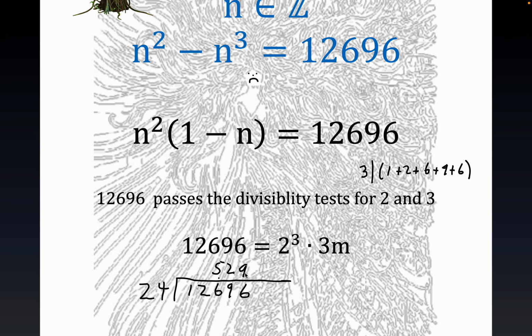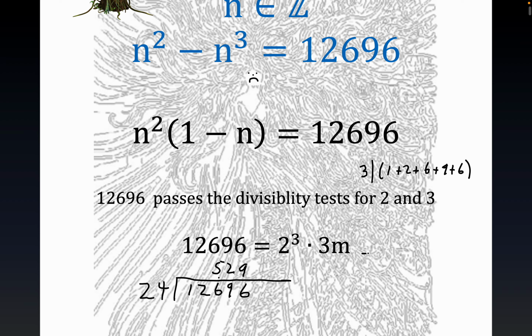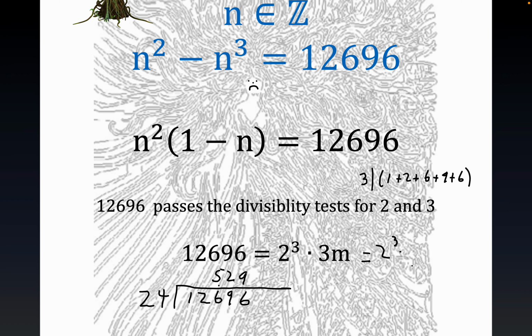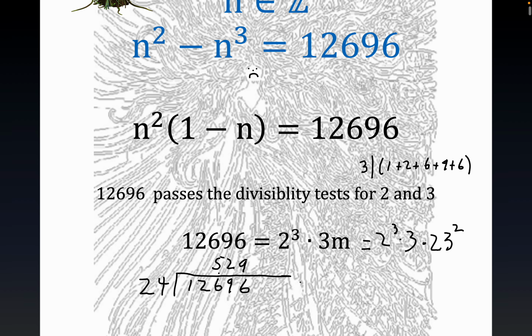All right, so what we know is that this is equal to 2 cubed times 3 times, and guess what? 529 is 23 squared. So we can put 23 squared right here also. So again, more work than what I showed, but it's all doable. It just takes time. So the computation happens right here, finding the prime factorization.